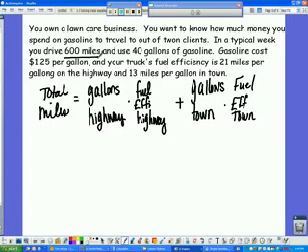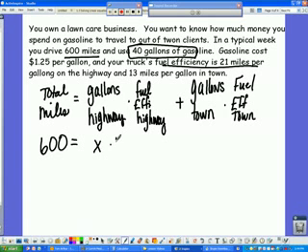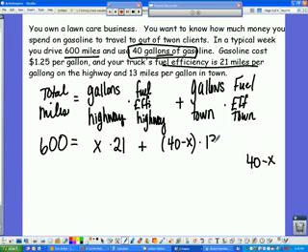So how many total miles did we drive? If you look at our problem, the total miles that we drove were 660. How many gallons did we burn in total? We burned a total of 40 gallons of gasoline. Our gallons used on the highway, we don't know, so we're going to call that variable X. Our fuel efficiency on the highway is 21 miles per gallon. Plus, how many gallons did we burn in town? If we burned a total of 40 gallons and used X of those for our highway customers, then our town gallons would be 40 minus X. And our fuel efficiency in town is 13. Now all we have to do is solve this for X.